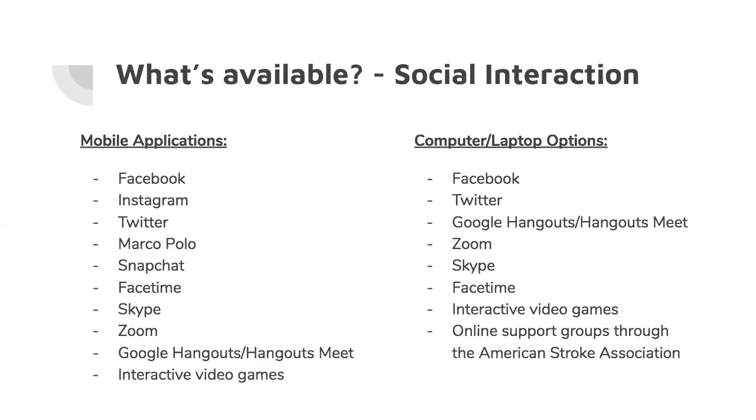And then lastly, on the computer and laptop, there are, again, Facebook, Twitter, Google Hangouts or Hangouts Meet, Zoom, Skype, FaceTime, interactive video games, and then there are also online support groups, both through the American Stroke Association, and then Towson actually offers some online support groups as well. So again, it's just important to know what's available in the community for your clients and think about what would be the most helpful for them or what it is that they would want to do, and point them towards these applications or websites that would be the most helpful for what it is that they're wanting to do or who they're wanting to interact with.